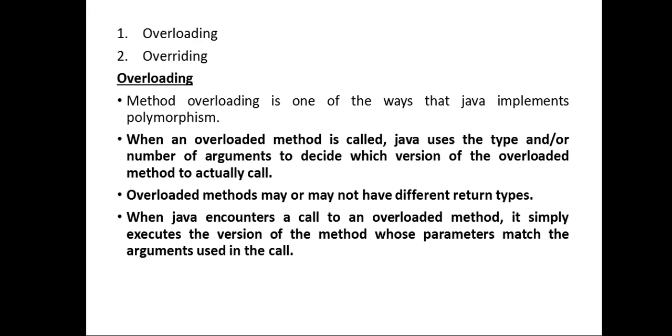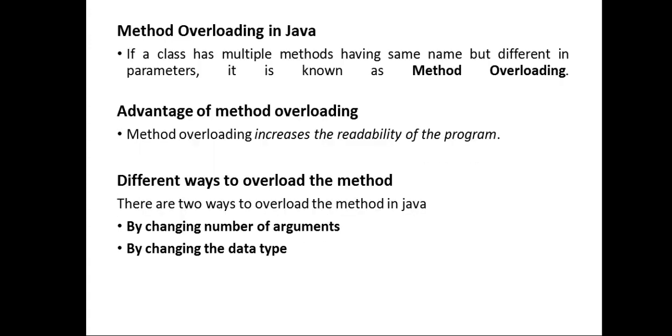Okay, means if we are trying to overload the method, the method name will be the same, but the parameters inside the method will be different. And how can that be different? By changing the number of arguments, or by changing the data type.